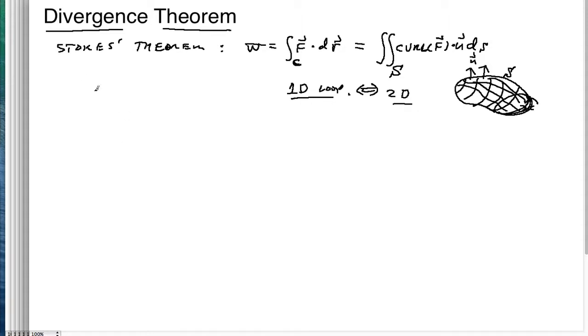So one would wonder then, is there another sort of theorem that involves 2D surfaces going back and forth with a 3D volume integral? And that is precisely an expression. The divergence theorem is an example of such an expression. So let's write down what the divergence theorem is.